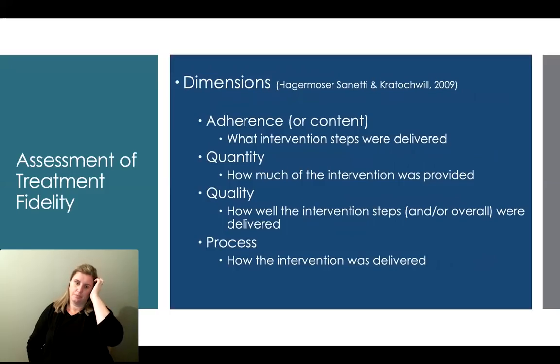When we're looking at the assessment of treatment fidelity, we're basically looking at specific dimensions that are being assessed. Dimensions mean specific aspects of implementation. For example, adherence, or content: what intervention steps were delivered correctly. Quantity: how much of the intervention was provided. Quality: how well the intervention steps were delivered. And process: how the intervention overall was delivered.